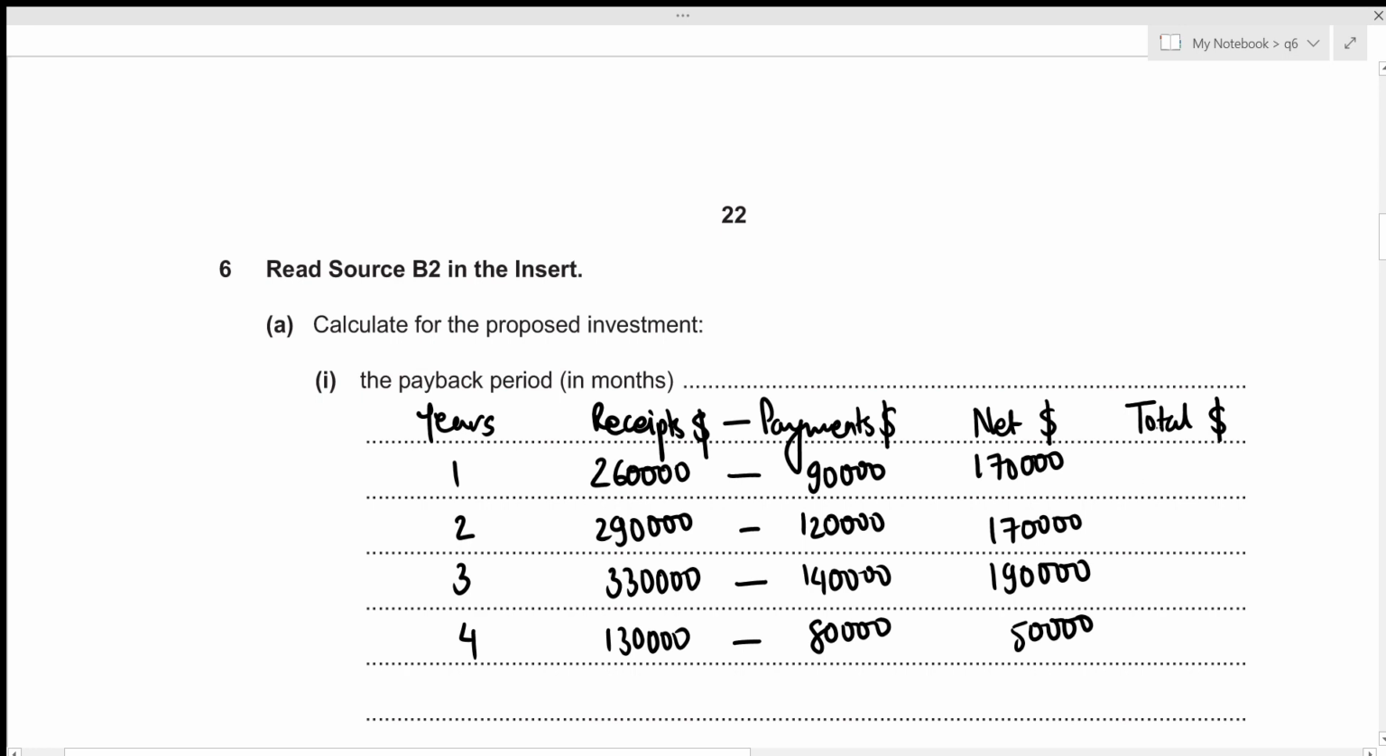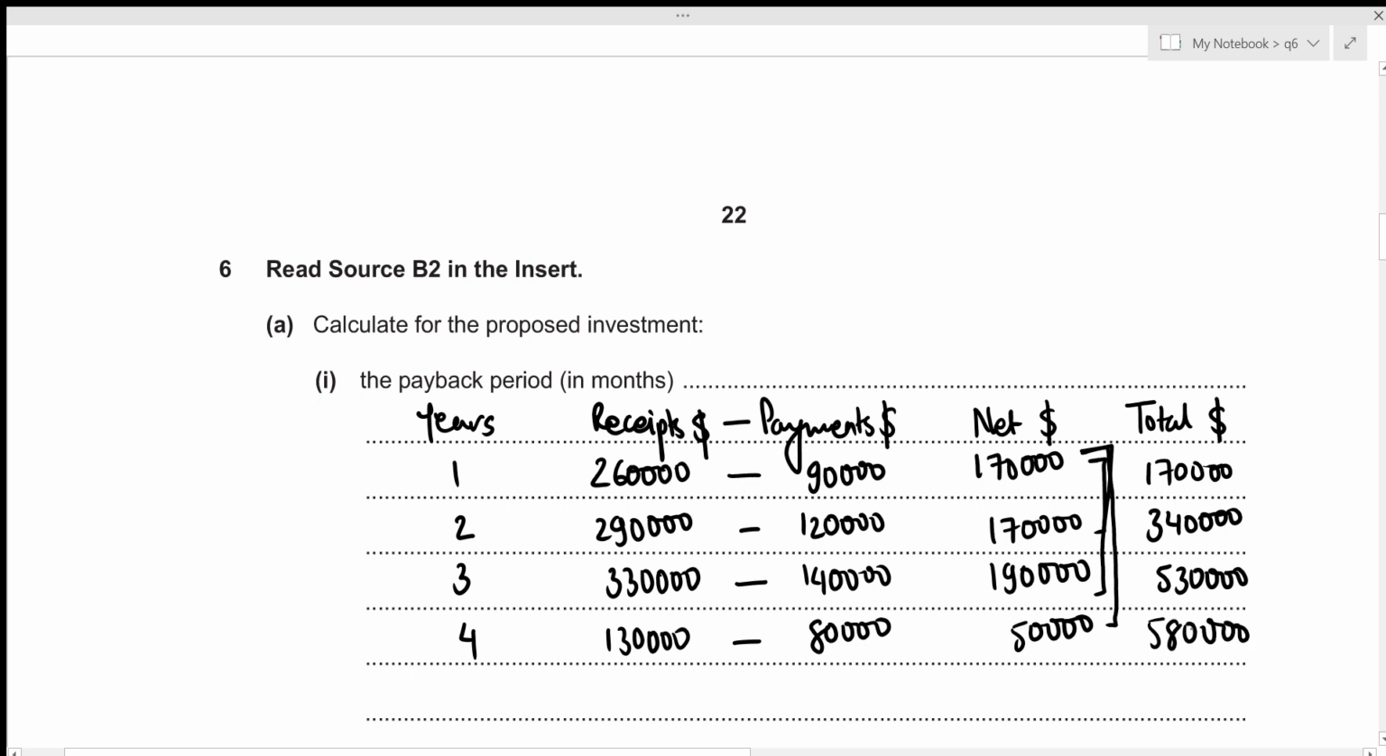Okay, now for total, we just add our net for the years 1, 2, 3, and 4. For year 1, that's only going to be 170,000. For year 2, that's 170,000 and 170,000, which results in 340,000. And for 3 years, that's 170,000 plus 170,000 plus 190,000, which results in 530,000. And for all 4 years, that's 170,000 plus 170,000 plus 190,000 plus 50,000, which results in 580,000.